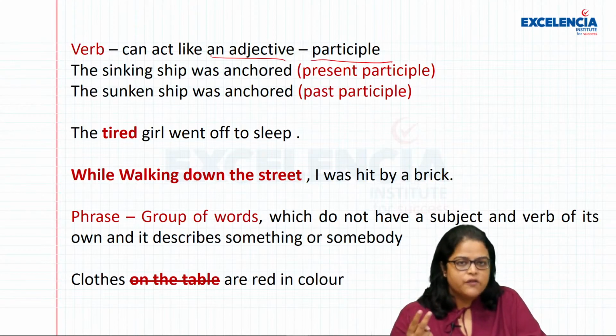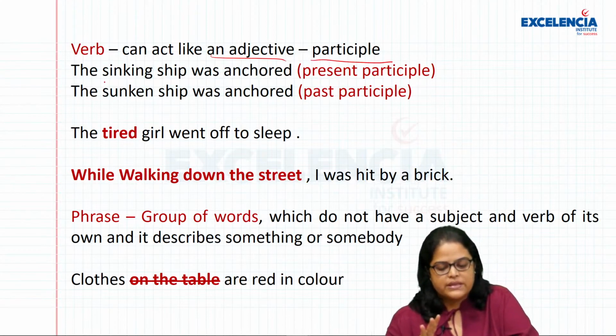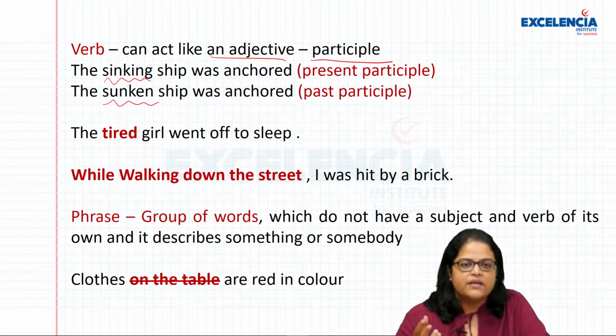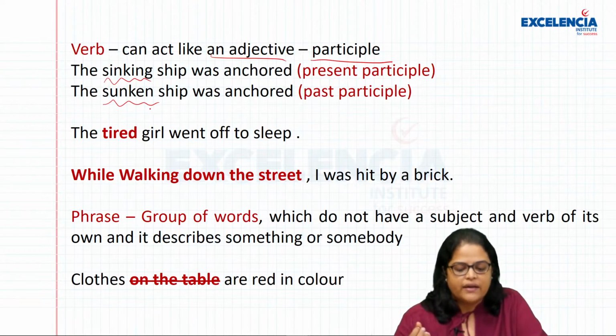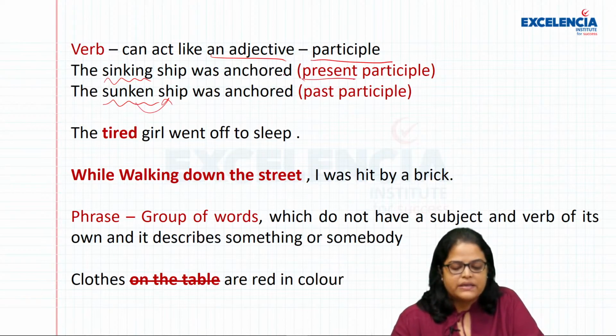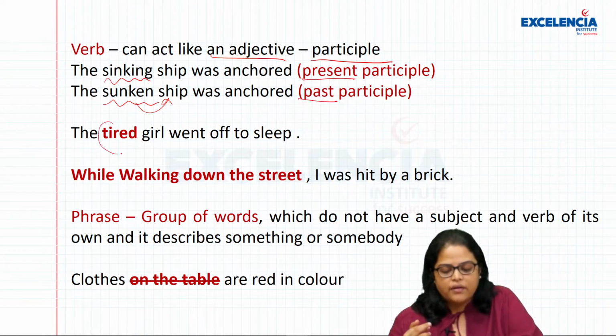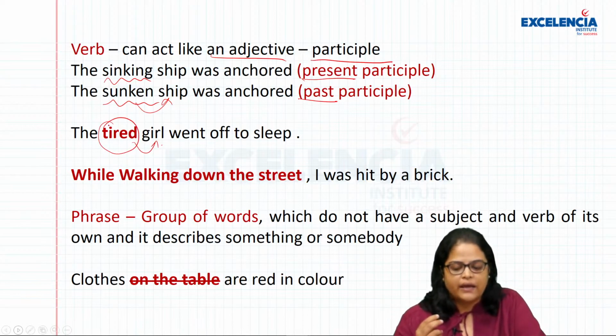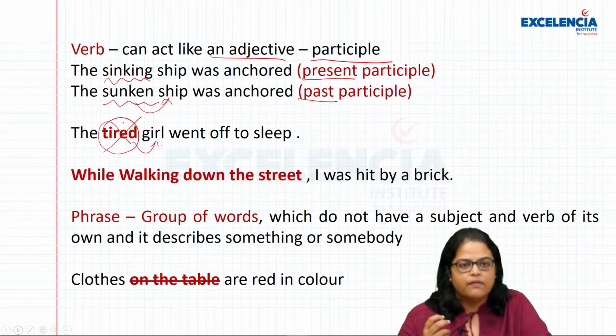There can be two kinds of participle. Again, you don't need to remember this name, but just logically understand that a verb can also end in an en or an ed and act like an adjective. Sinking ship is a present participle, sunken ship is a past participle. Tired girl went off to sleep. Tired is just describing the girl, guys. It's acting like an adjective. I could just say the girl went off to sleep.